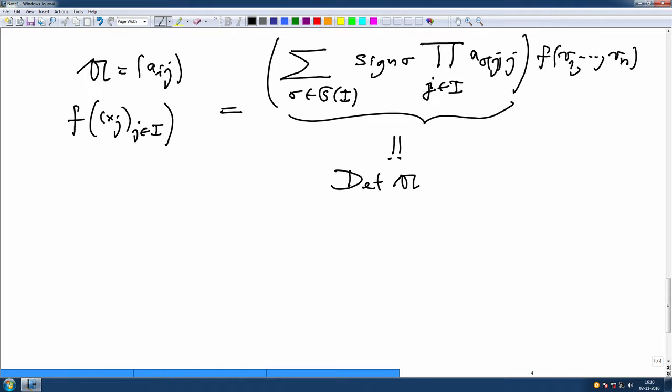Okay. So before I go on to the formal properties of this, I want to state the main theorem of determinant theory.